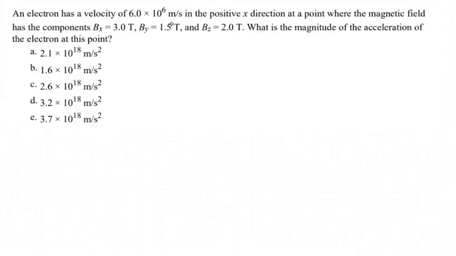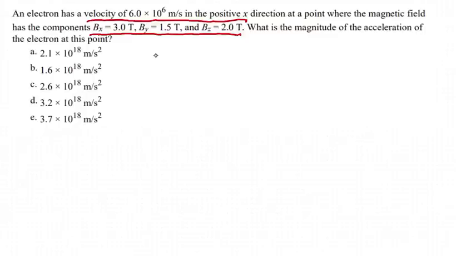We have to keep some things in mind. We're given velocity, but we're told that it's actually in the direction of the x-axis. For the magnetic field, we are given the components as well, and we are asked to calculate the acceleration. Let's write down our parameters.